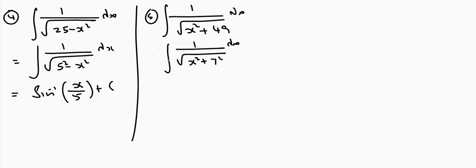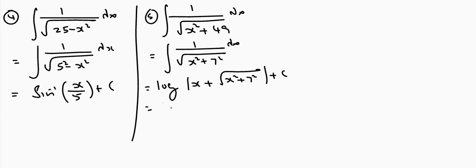The integral of 1 by root of x square plus a square is log modulus x plus root of x square plus a square plus c, which is equal to log modulus x plus root of x square plus 49 plus c.